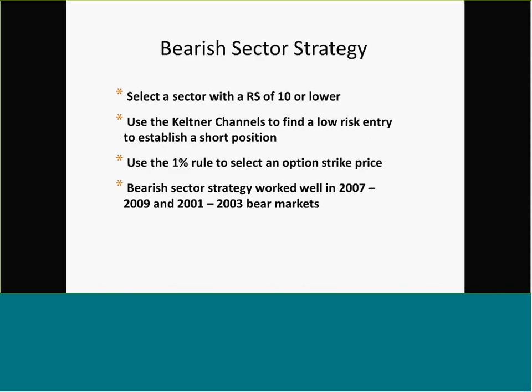So, as far as the bearish sector strategy, we want to select a sector that has a low relative strength of 10 or lower. We want to use the Keltner channels to find a low-risk entry point to establish a short position, and we still use the same 1% rule to select an option strike price for a put option. And this strategy, as I mentioned, worked very well during the 2007 through 2009 and the 2001 through 2003 bear market. So we used these sector rules and established short positions during those bear markets and did very well.